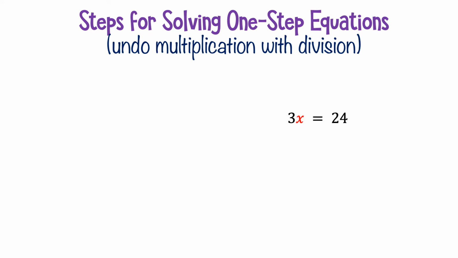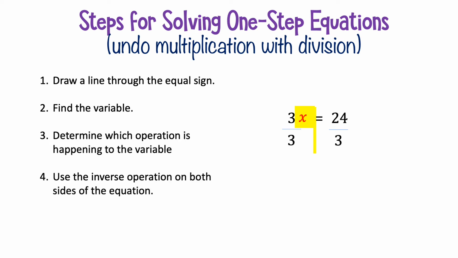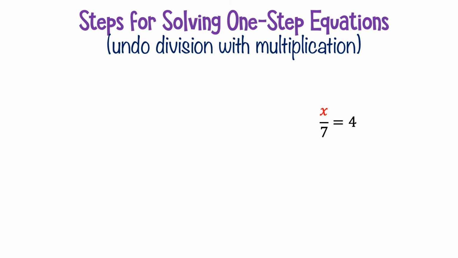If we're going to undo multiplication, if we look at this problem, it says 3 times x equals 24. We're going to use division to undo the multiplication. So we draw a line through our equal sign, find our variable. We've determined that we're multiplying, so we do the inverse operation of division. We divide both sides by 3, and we see that x will equal 8. This is because 3 divided by 3 equals 1, and 1 times x is x, so x equals 8. We were able to cancel out the number next to the variable.